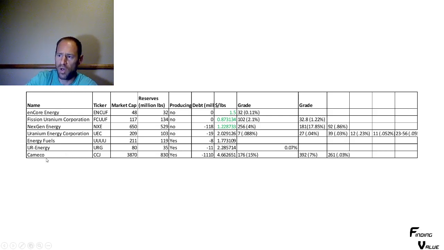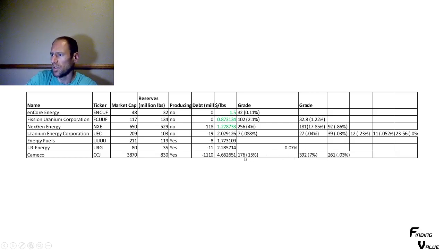And then I've got Cameco. They're kind of the big leader here, CCJ. Their market cap's 3.8 billion. They've got 830 million pounds in reserves. Yes, they're producing. They've got a lot of debt, over $1 billion in debt. And the dollars per pound is $4.66 per pound, but they've got extremely high grades here. 176 million pounds at 15%, 392 at 7, 261 at 0.03. That'd be an ISR project, most likely, in pseudo recovery.